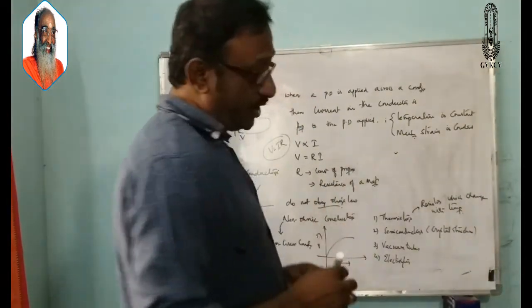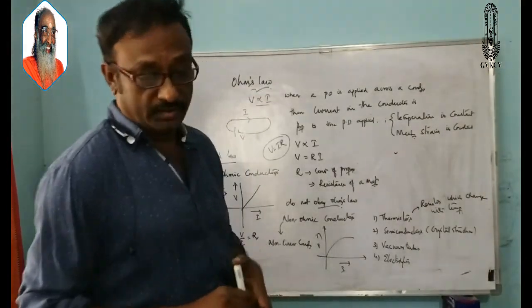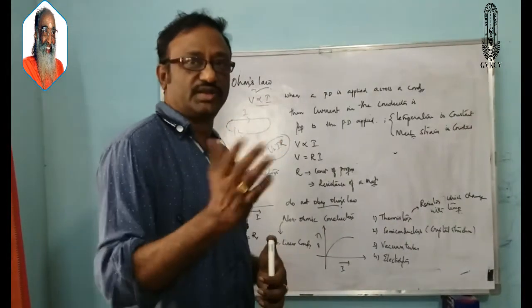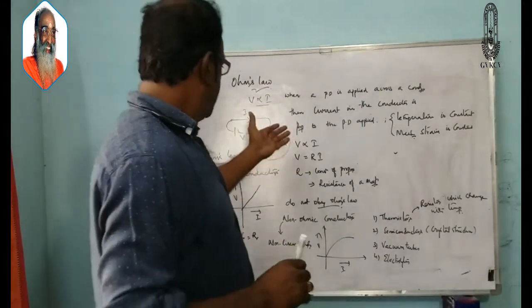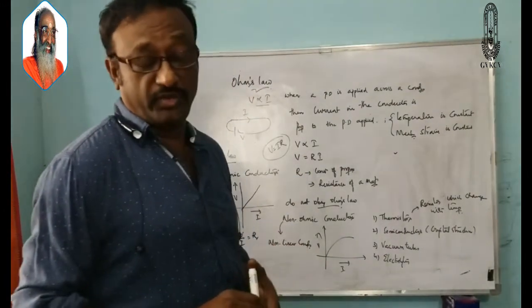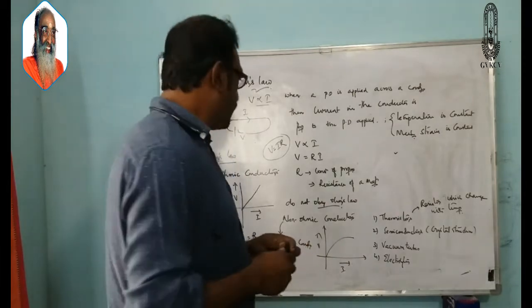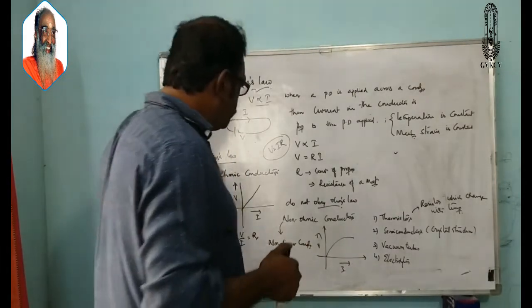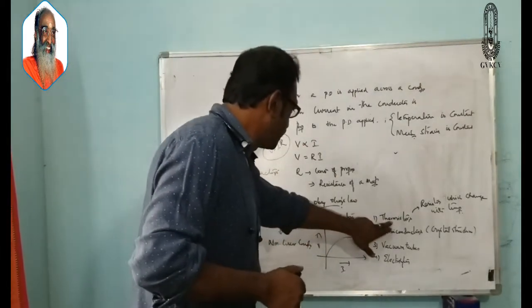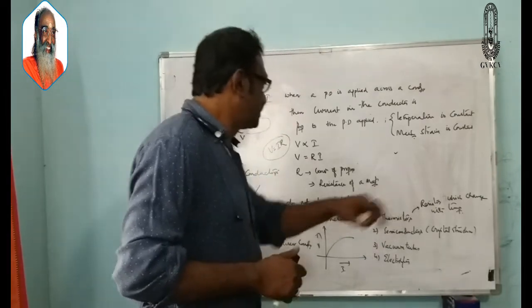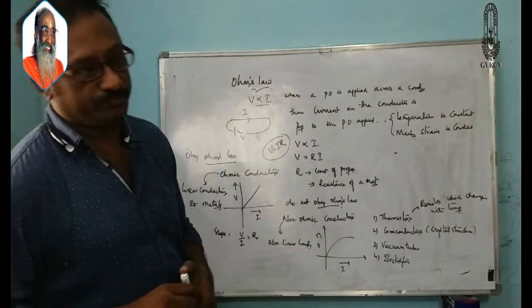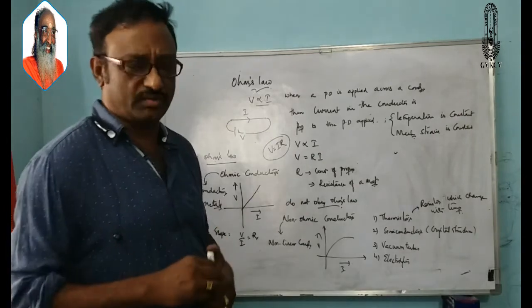If the material is subjected to strain, then we can see a variation in the resistance. And at that time, sometimes we may not find V proportional to I. So like this, we talked about thermistors. These are resistors which change with the temperature. You might have seen these thermistors.